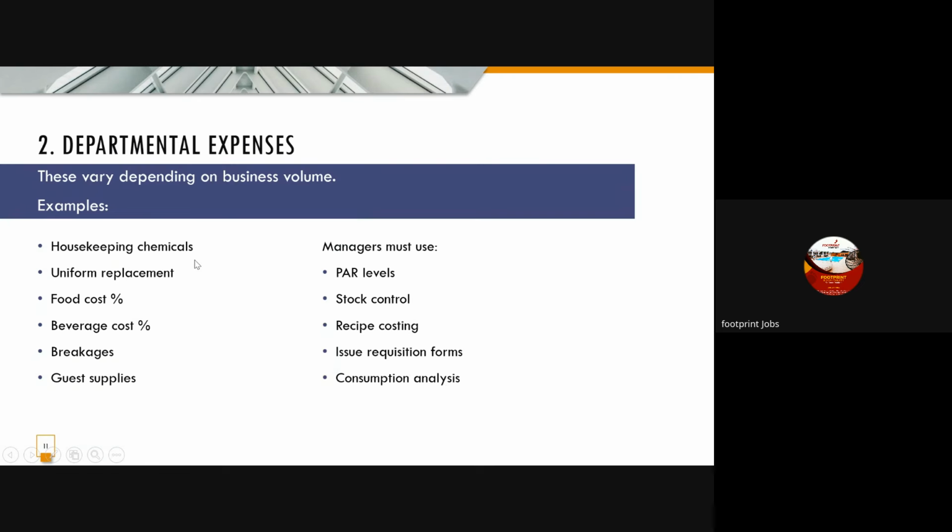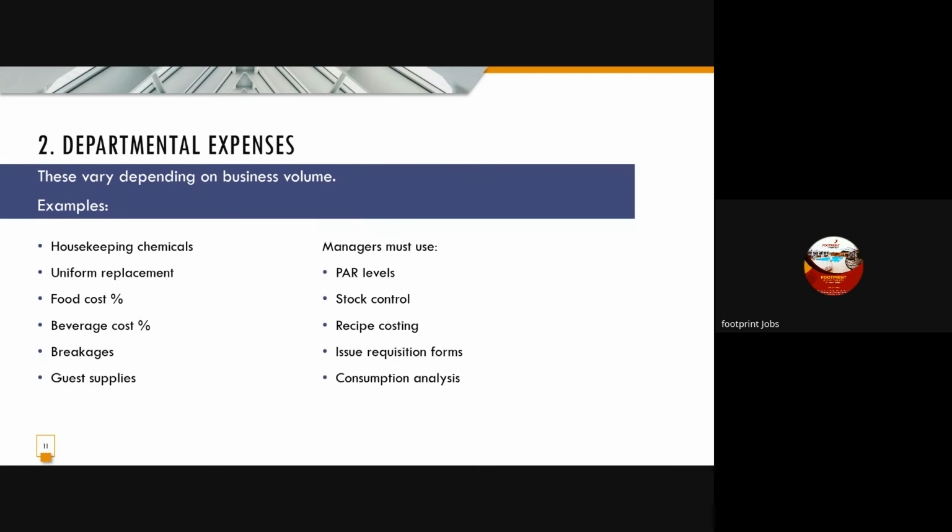Now, let's go back to departmental expenses. I wrote here, these vary depending on business volume. Understand that your budget for January might not be the same as your budget for February. So when we talk about departmental budget, these vary depending on business volume. Examples: housekeeping chemicals, the usage. If your hotel is an old hotel, the usage of chemicals might definitely increase.